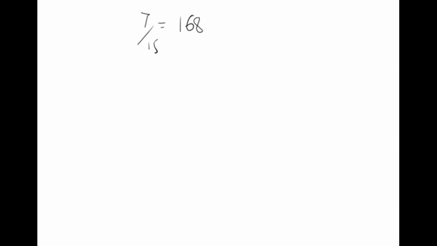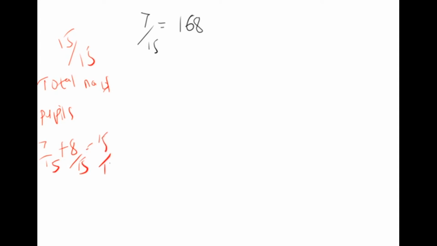What about 15/15? The total number of the pupils will be 15/15. This will be the total number of pupils, both the boys and the girls. Since the boys are 7/15, the girls are 8/15. 7 plus 8, that is 15/15. The total number of the pupils, therefore, is 15/15. What about 15/15?